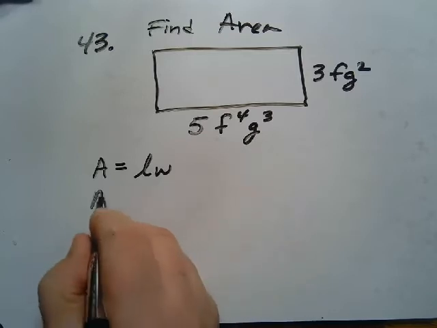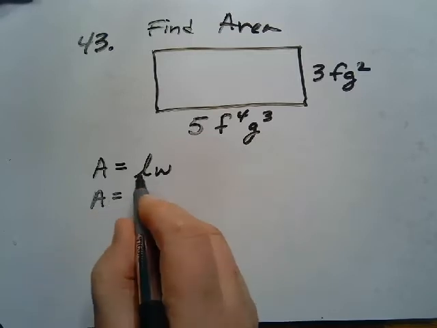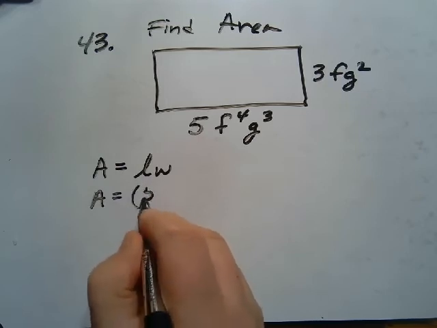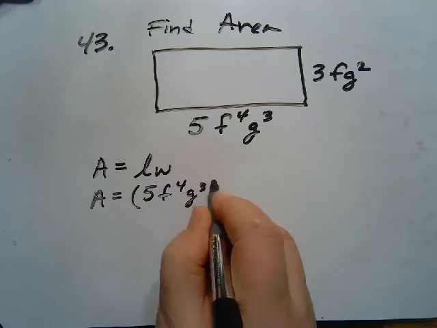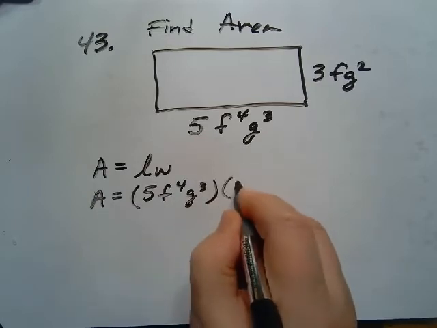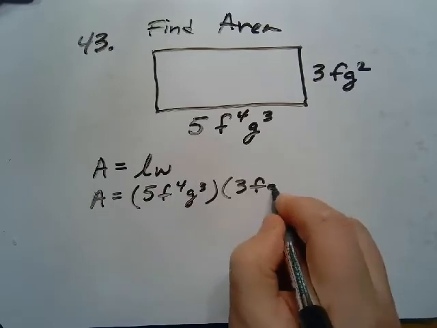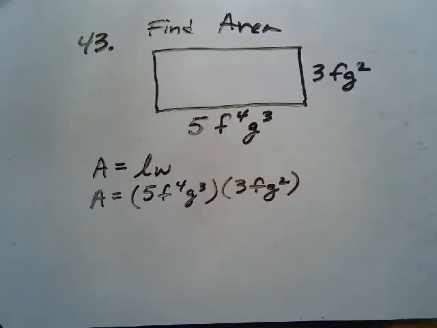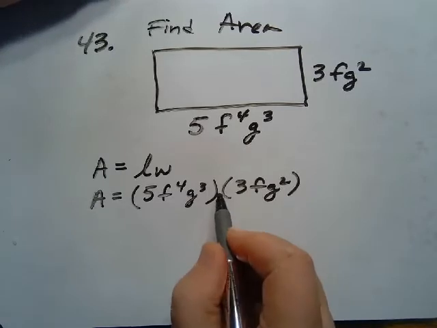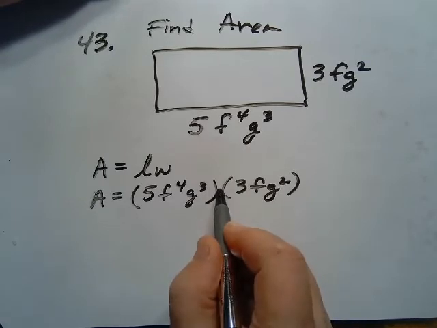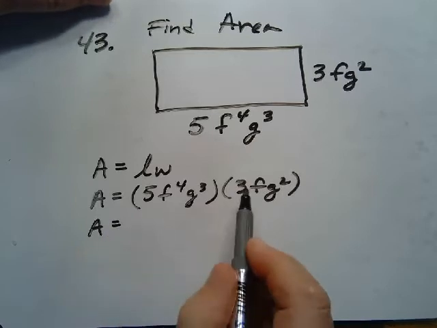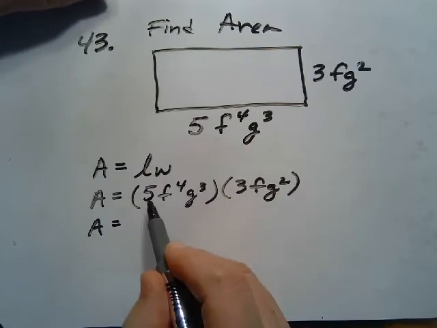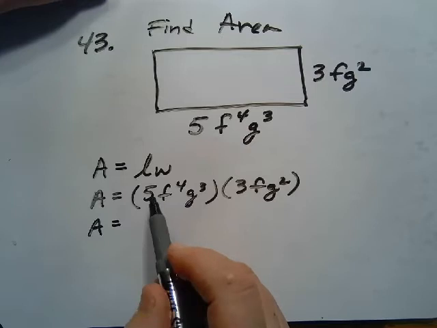So we're going to go ahead and substitute right underneath here. The length is 5 f to the fourth, g to the third, and the width is 3f g squared. Now I wrote the parentheses in here just to make an emphasis, but all I really needed was a dot between the two of them. But we're going to do what we did on yesterday's assignment and multiply this together. So let's multiply all the things together that are alike, okay?